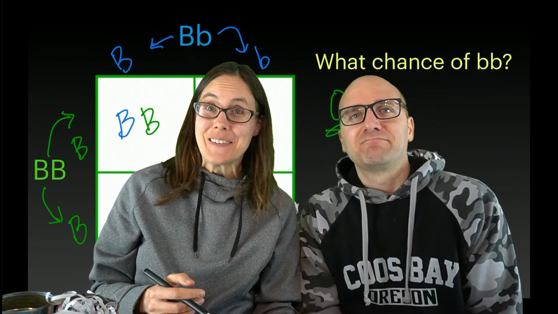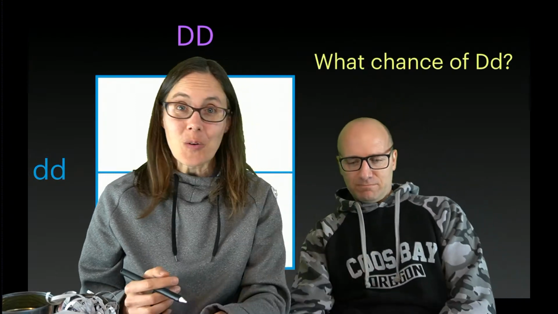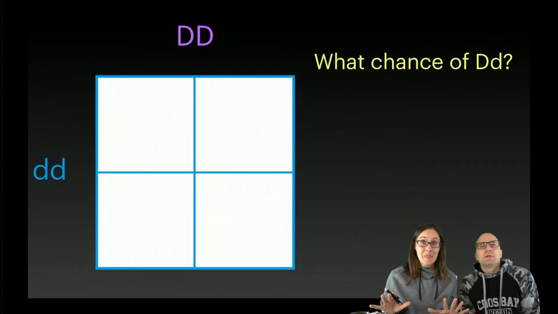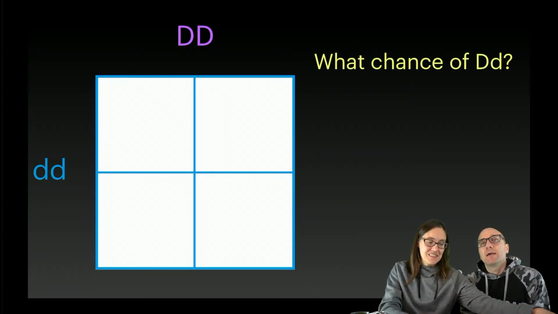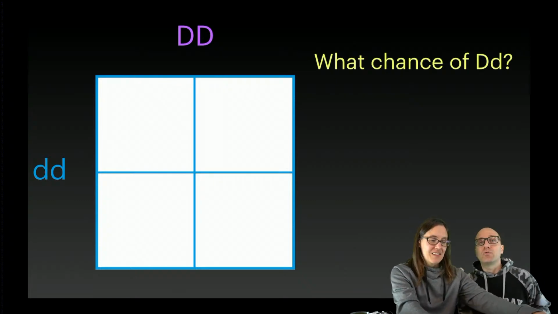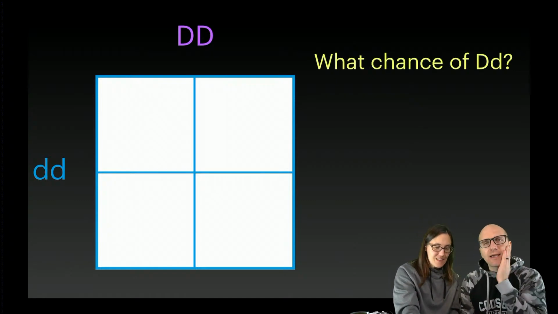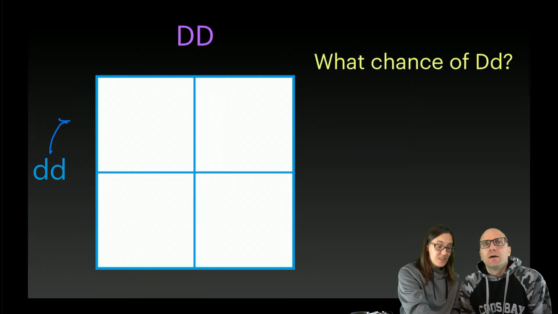So what if we have homozygous by homozygous? So little d cross big D. What is the chance of getting capital D, little d? So the homozygous cross, but then what's the chance of getting a heterozygous offspring? So for this one, there's only one option of what we can give, right?